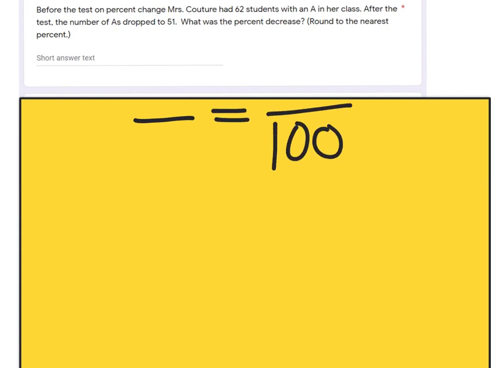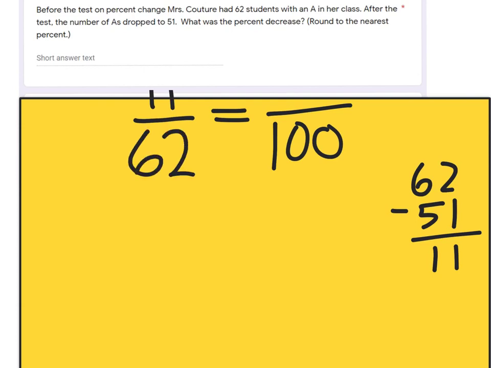You're going to want to set up a percent proportion, and you want to find out the amount that it decreased. Well, it went from 62 down to 51, so that means it dropped by 11 students. So the amount of change is 11. Remember, we always want to compare it to the actual amount or the original amount. And since this is a change one, we want to choose the original or the starting amount, right? So it started as a class of 62 A's, so we want to compare that 11 to 62.